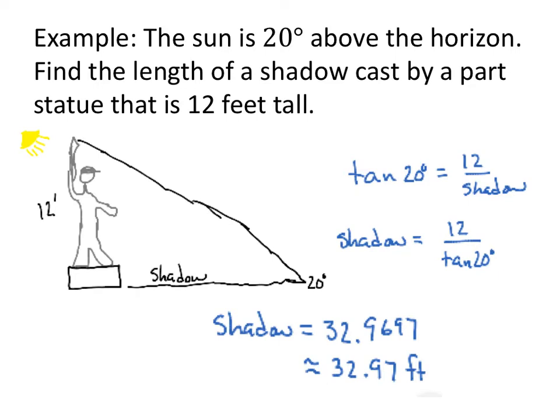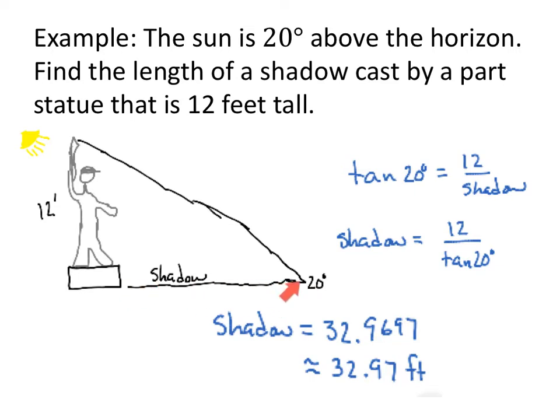Alright, let's get into some artistry here. The sun is 20 degrees above the horizon. We want to find the length of a shadow cast by a part of a statue that is 12 feet tall. Now, here's my statue. I don't know, a blade raised in glory, I suppose. The sun's always in the corner. Ask any 4-year-old, they'll tell you the sun goes in the corner of your drawing. Sun rays come down, the shadow.